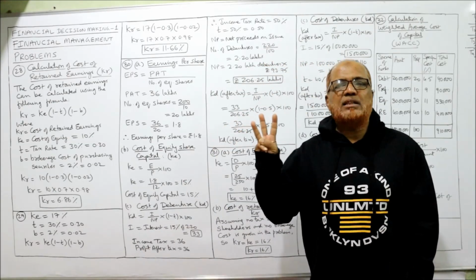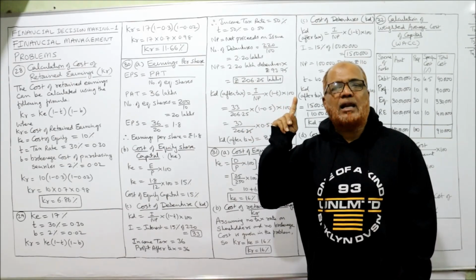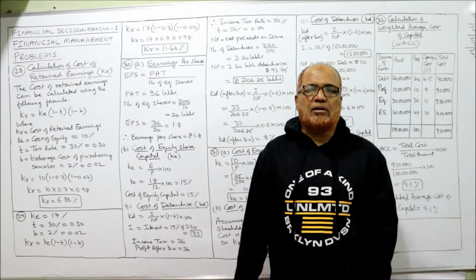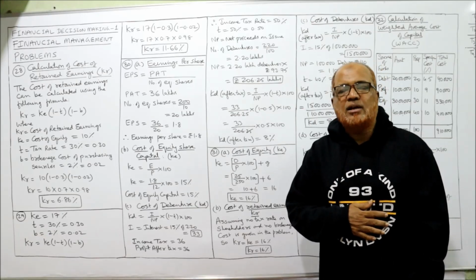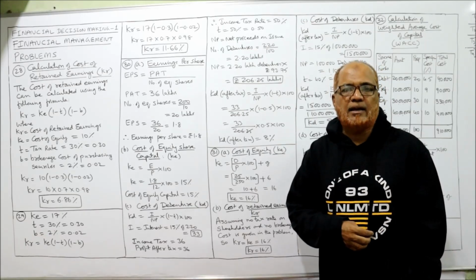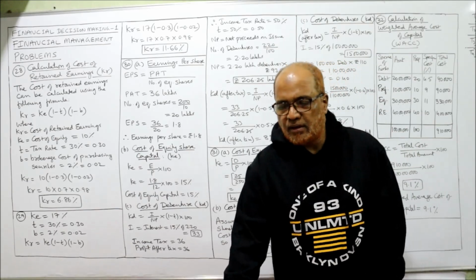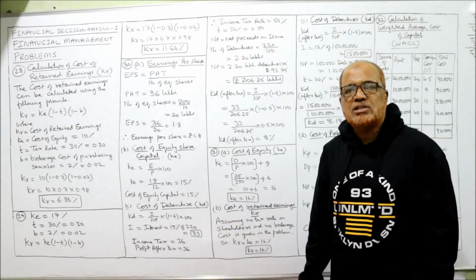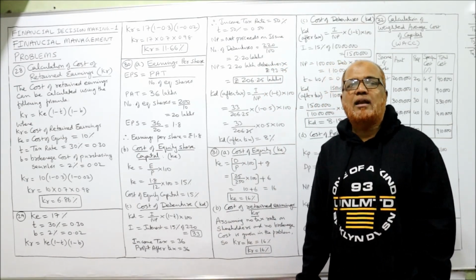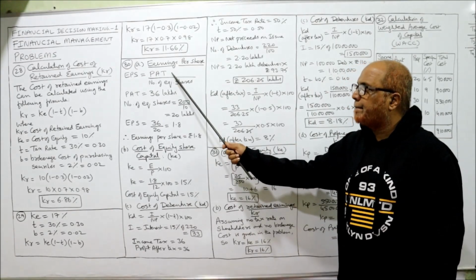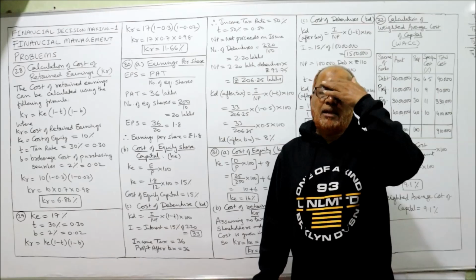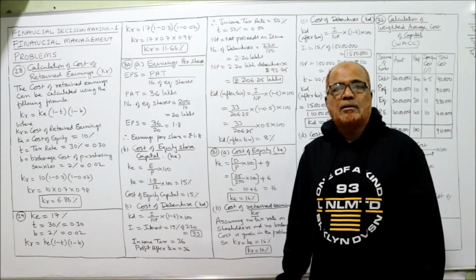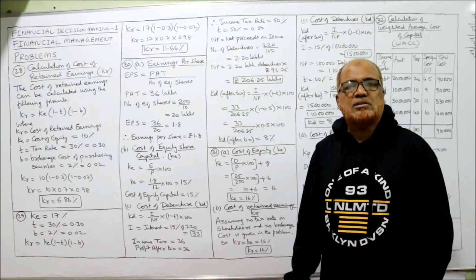In this problem, three things it is asking you to calculate: EPS, earnings per share, then cost of equity, KE, and lastly cost of debenture, KD. That's it. One by one we will find out. First, it is asking you to calculate earnings per share, EPS. The formula for EPS is PAT divided by number of equity shares.